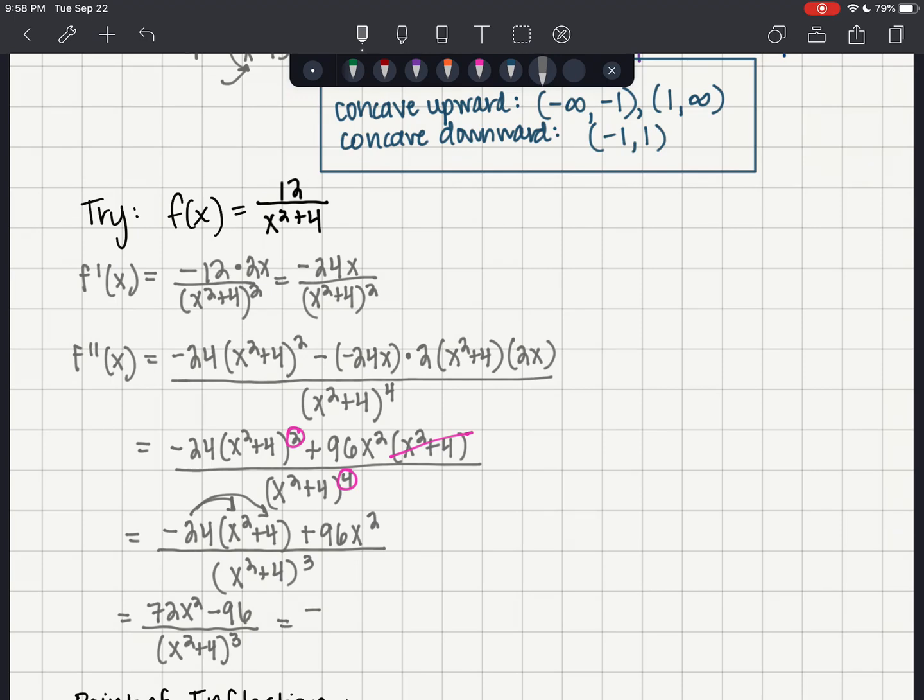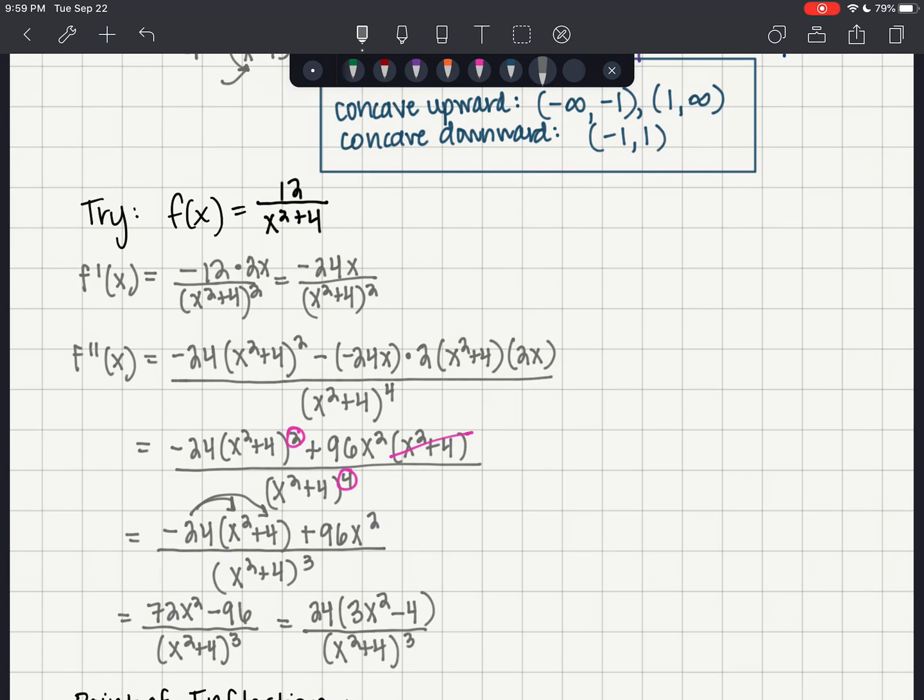And if I factor that, I can factor positive 24 out. And that's going to leave me, 24 goes in there 3 times, 3x squared minus 4, all over (x squared plus 4) quantity cubed.